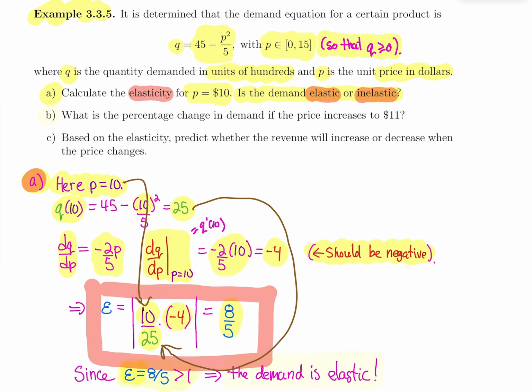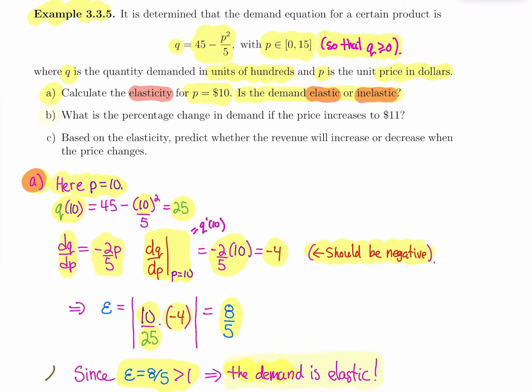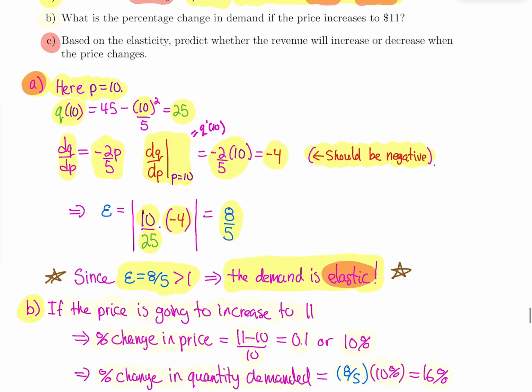So since the elasticity is bigger than 1, the demand is elastic. And again, what does it mean when the demand is elastic? It means that you should be decreasing the price in order to make more cash. Okay, so that's actually the answer for the C part. But anyway, let's answer now the B part.